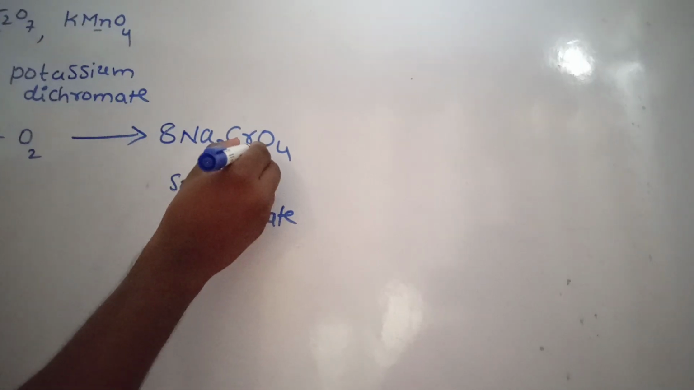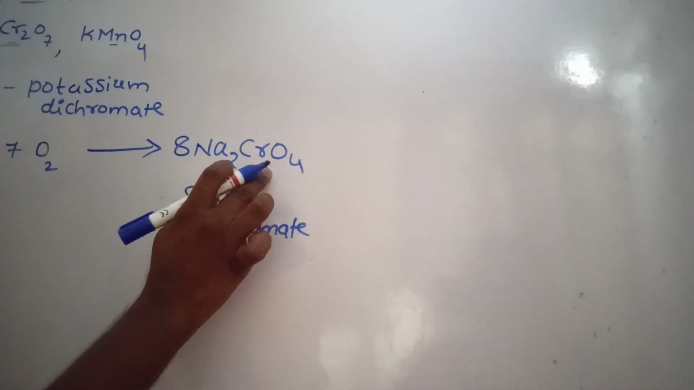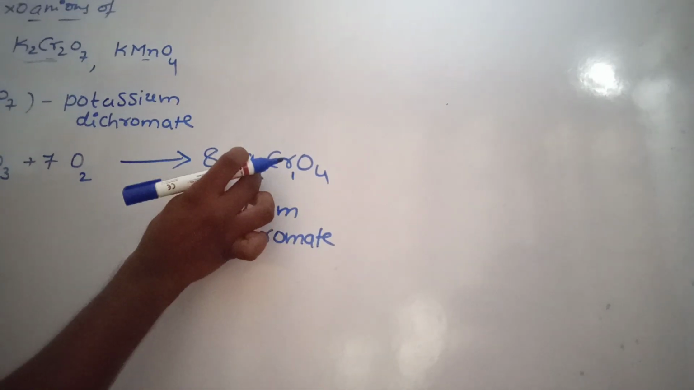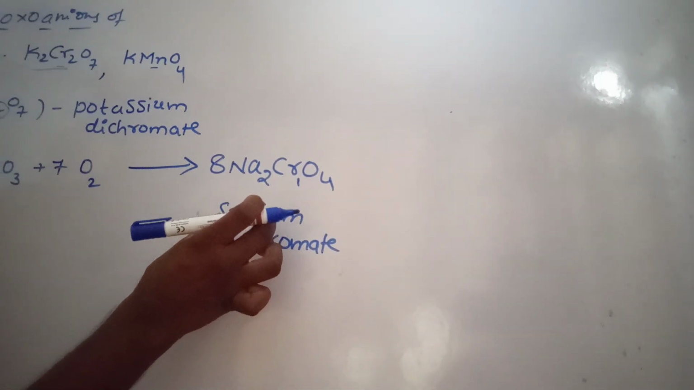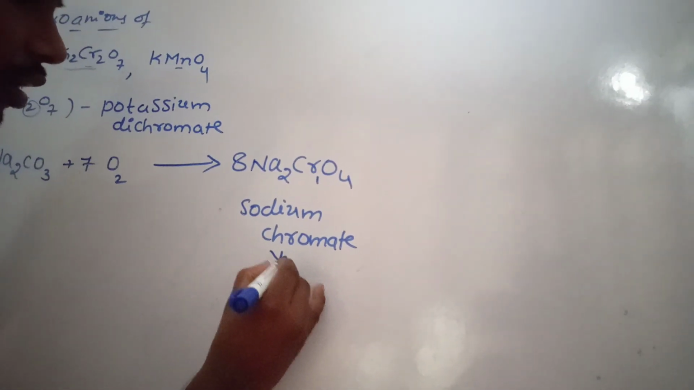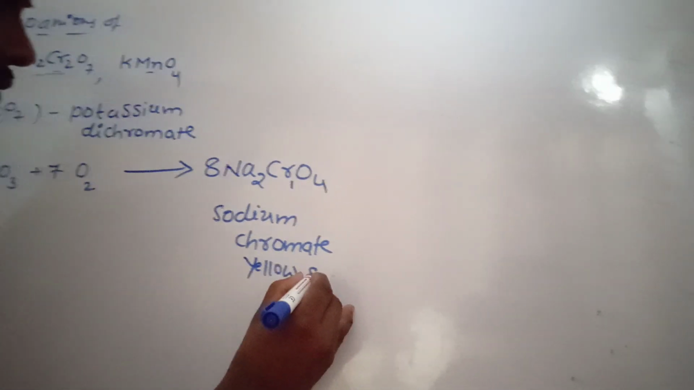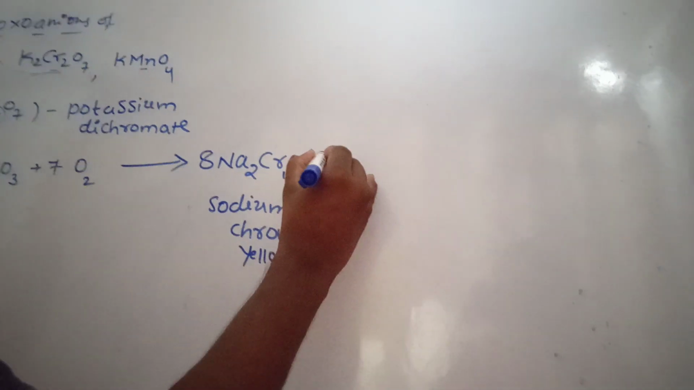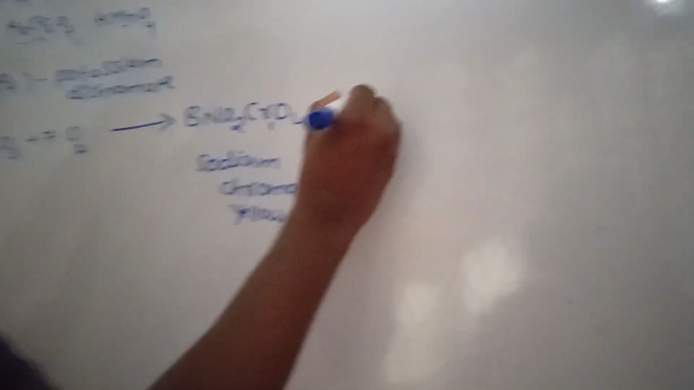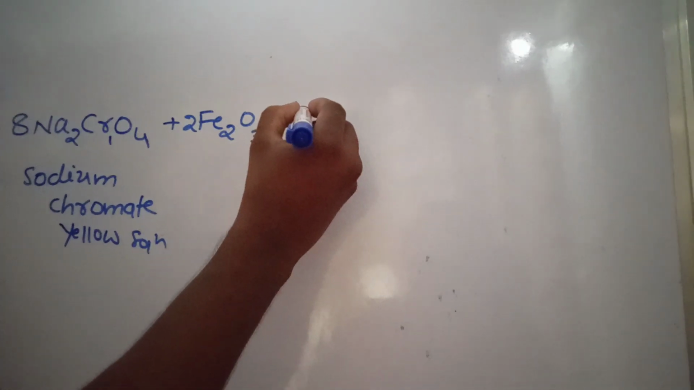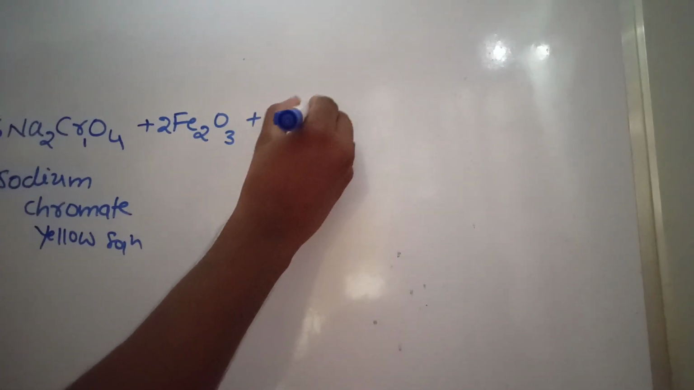Here there are no 2 chromiums, only 1 chromium is there, that's why I am not using di. You just call it chromate. Here sodium is present, so you have to say sodium chromate. It is a yellow color solution. From a competitive examination point of view it is very important. Na2CrO4 plus Fe2O3, 2 moles, plus 8CO2.